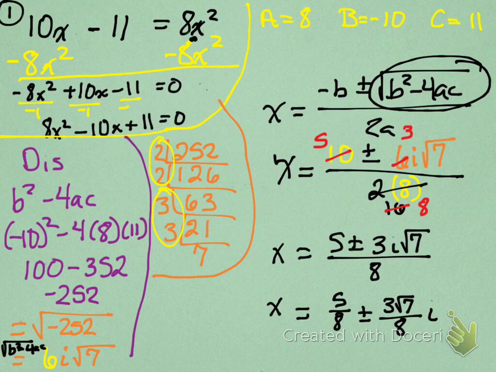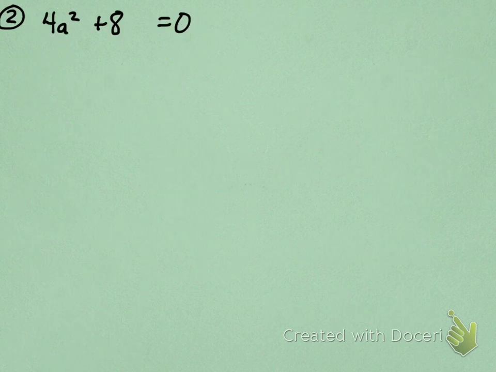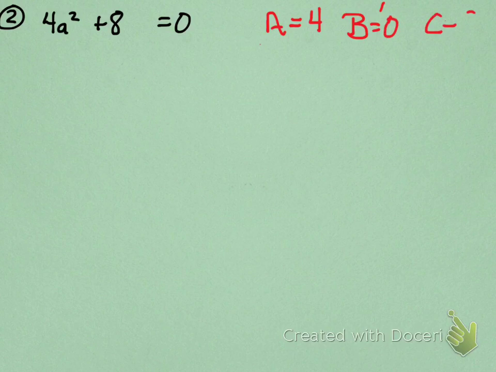We're going to do one more that we're going to solve with this method. What's different on number 2? There's no b. So what is a? 4. What is b if there's not a b? 0. And what is c? 8.